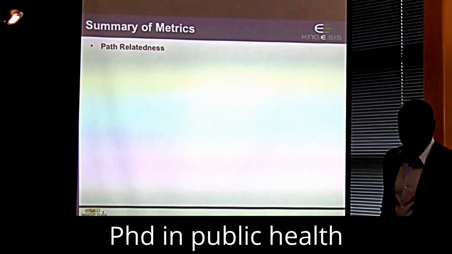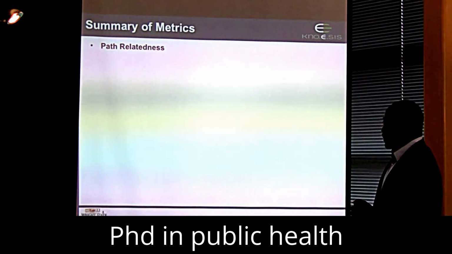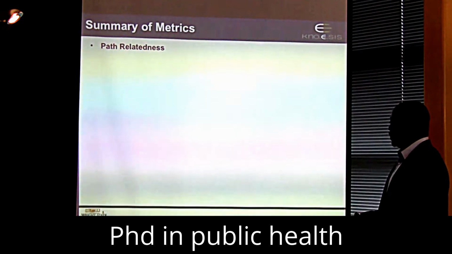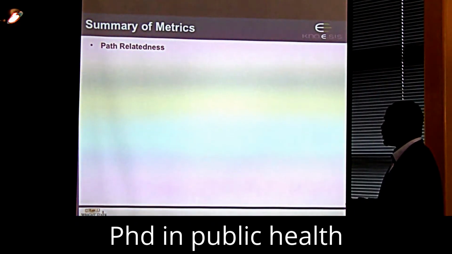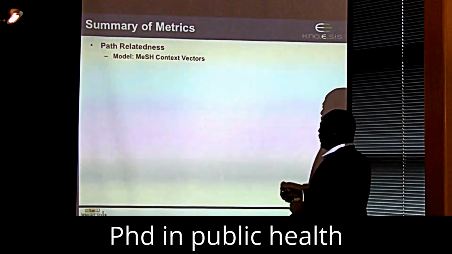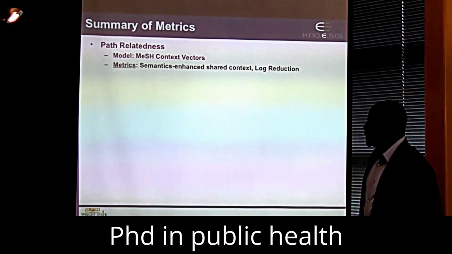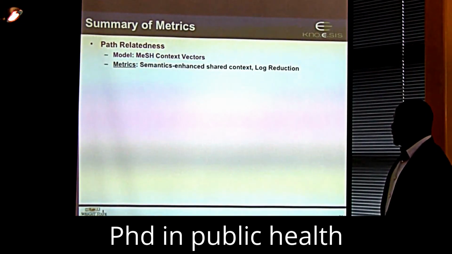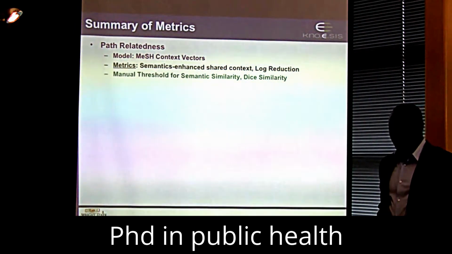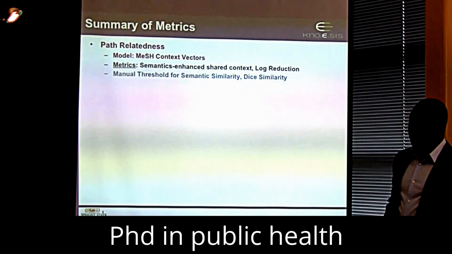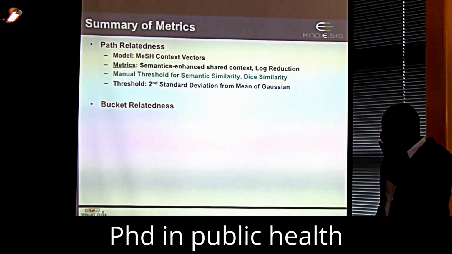So just to summarize, and rewinding, I'll show the demo in just a bit. We have computed the relatedness between pairs of paths as a way of clustering paths into subgraphs, hopefully along multiple dimensions. We know that the path is represented as a vector of MeSH descriptors. We have said that we've used this semantic enhanced shared context using this log reduction. We've manually set the threshold for MeSH semantic similarity. The threshold for path relatedness is the standard deviation from the mean.